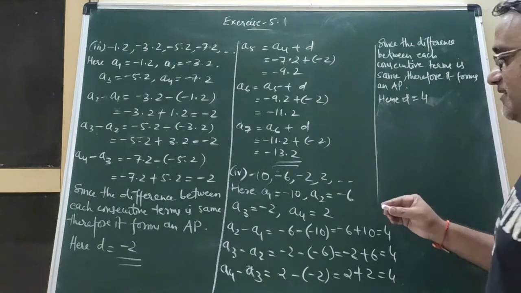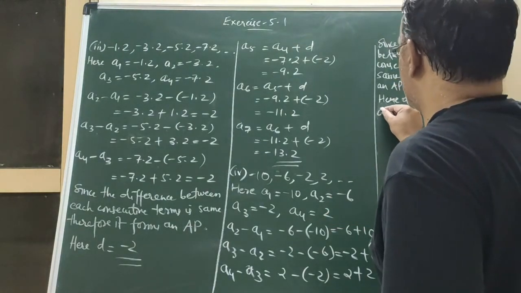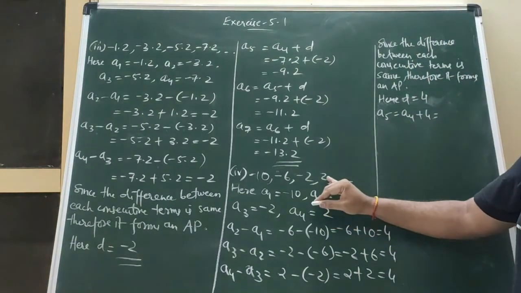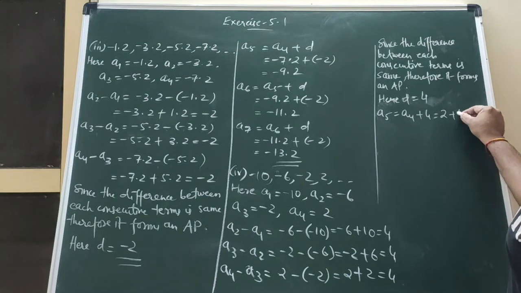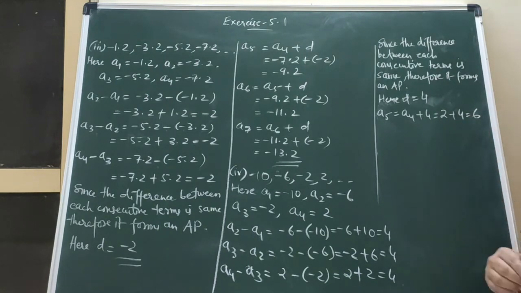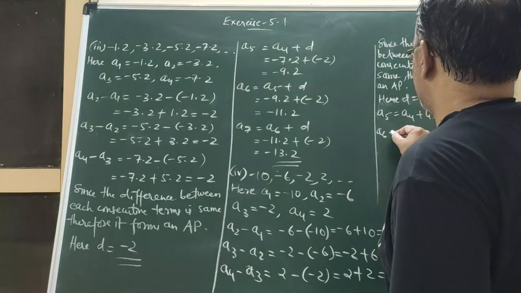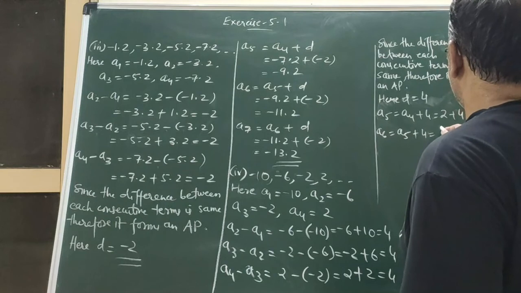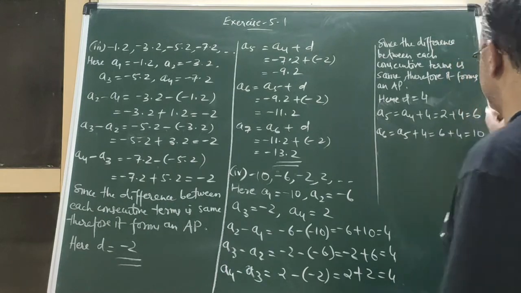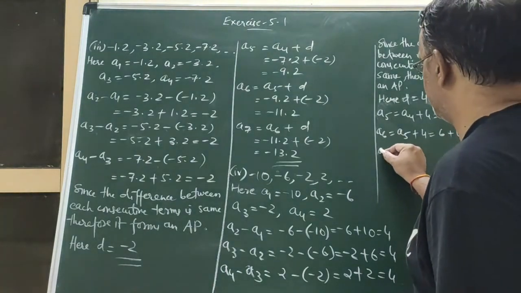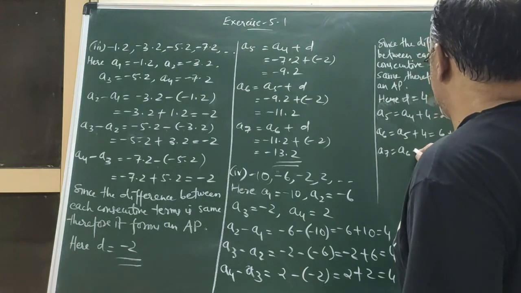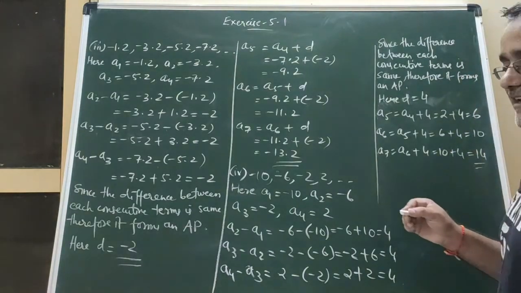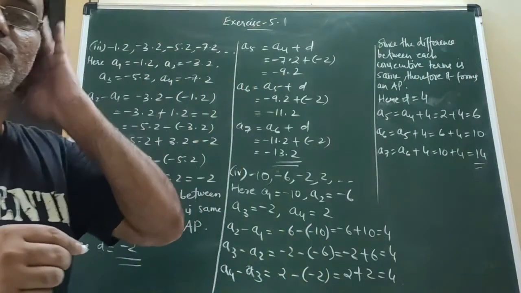Now we have to find the next three terms. So A5. A5 is A4 plus 4. What is A4? 2. So 2 plus 4 is 6. And what is A6? A5 plus 4. That is 6 plus 4 is 10. And what is A7? A6 plus 4. That is 10 plus 4 is 14. So we are getting 6, 10 and 14.